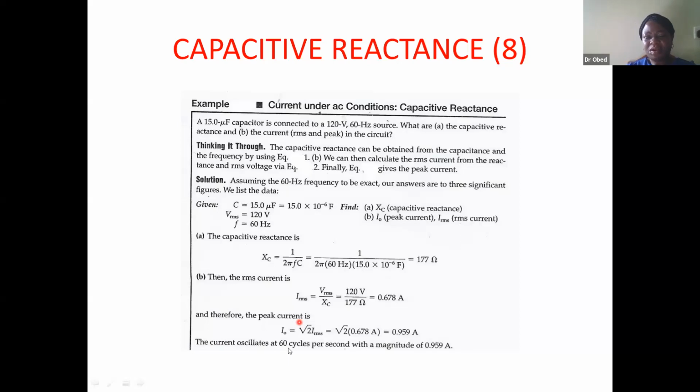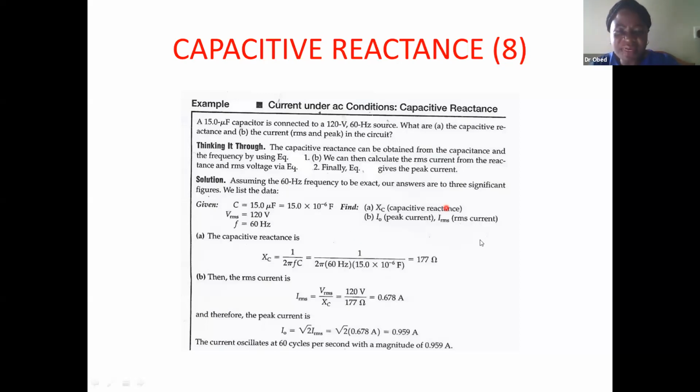Even though it was also written as IRMS equals 0.707 I naught, today if you make I naught the subject of the formula of that equation 5, you have this. So I want you to confirm these solutions. Use your calculators and work them out, to see if you arrive at the same solutions. We have to find the capacitive reactance, the I naught, and the IRMS.